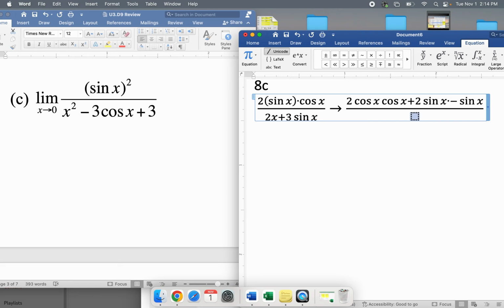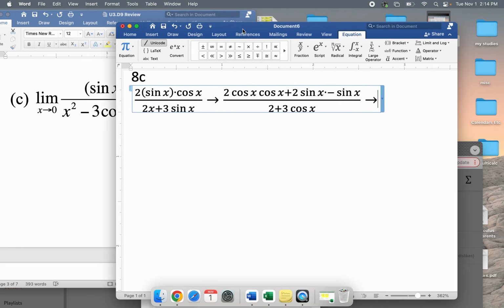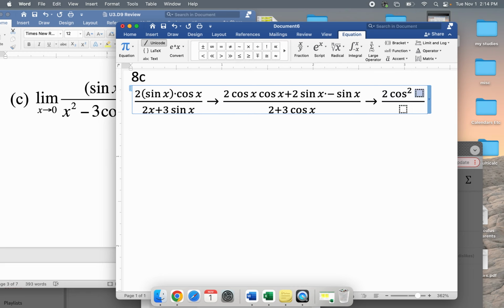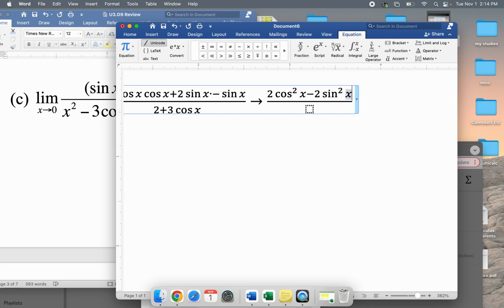In the denominator, the derivative is pretty easy. That's just 2 plus 3 cosine x. Okay, the numerator probably can be cleaned up a little bit. 2 cosine x times cosine x, that's just 2 cosine squared x. And then because of this minus sign, the whole second term is actually negative. So we're going to have minus 2 sine squared x all over 2 plus 3 cosine x.